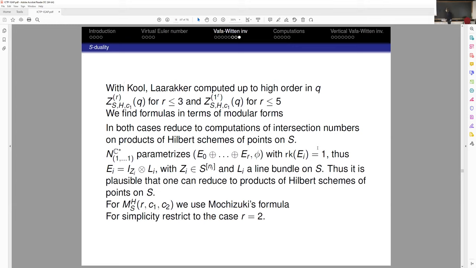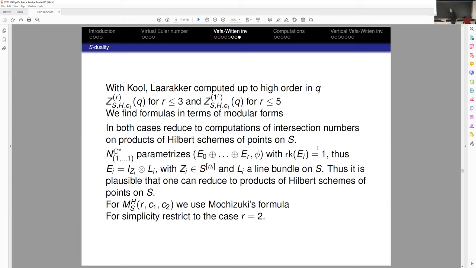So if we look at this fixed locus for 111, this would parametrize E0 plus and so on plus E R, where the E I are all sheaves of length one. And if I have a torsion free sheaf of length one, like here, it must be of the form of an ideal sheaf of a zero dimensional subscheme times a line bundle. And that's a standard fact. So these ideal sheaves will be parameterized by these single points. And so you can see that you would expect that you can describe this whole situation in terms of a product of Hilbert schemes of points, so maybe a product of R Hilbert schemes of points on S.